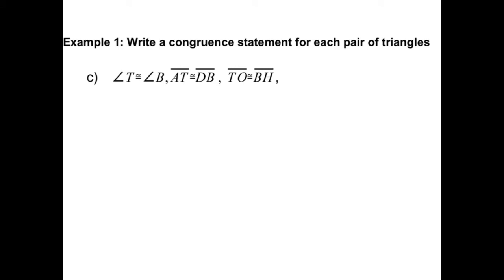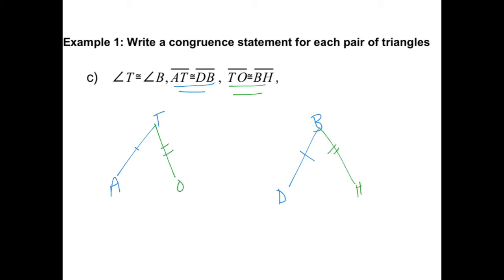The first piece of information in this particular problem is an angle relationship. I'm going to skip that and start with the sides. So AT is congruent to DB, and then TO, so over here, TO is congruent to BH. And then I'm going to go ahead and finish off my triangles, not with any congruency because I'm not given that relationship. I'm given the relationship with the angles. So angle T is congruent to angle B. So looking at our information here, now I have 2 sides and an included angle. 2 sides and the same included angle.